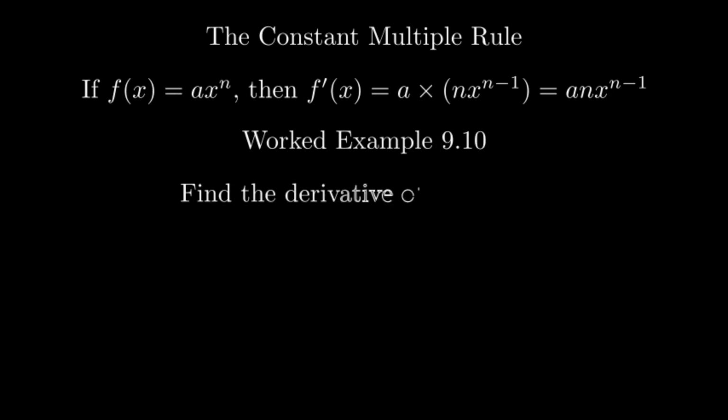Let's apply this to the example from the textbook. Find the derivative of f of t equals 2t to the fifth. Here, our constant a is 2, and our variable part is t to the fifth.